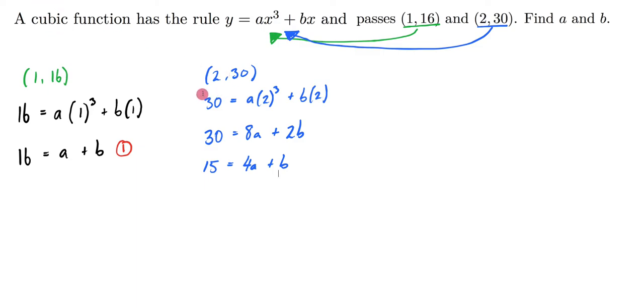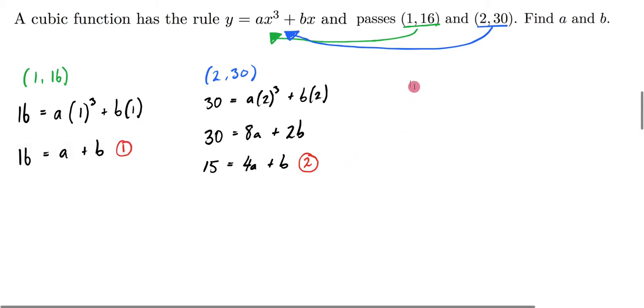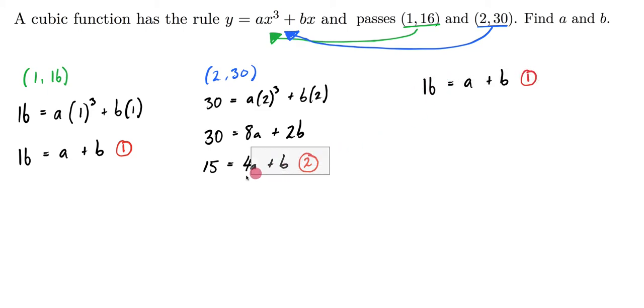Just so everything looks consistent here, I'm going to make that black. There we go. So I'm going to call that number 2. Perfect. So now I have 2 equations here. And what I'm going to do now is put them next to each other. So I have 1, let me put that here, and I have 2.